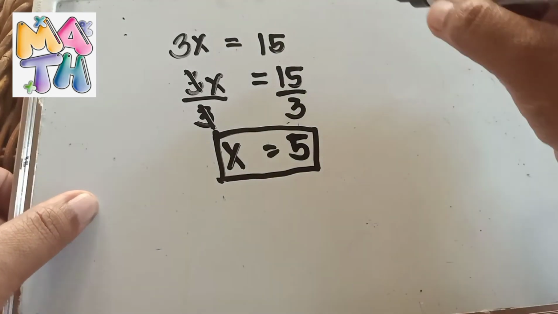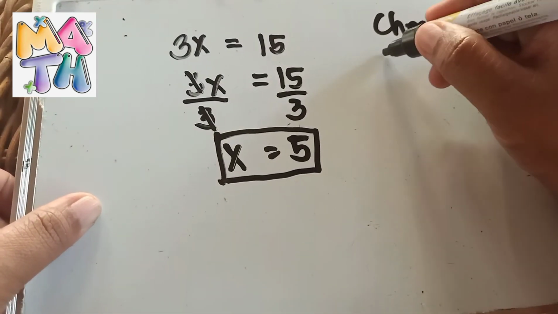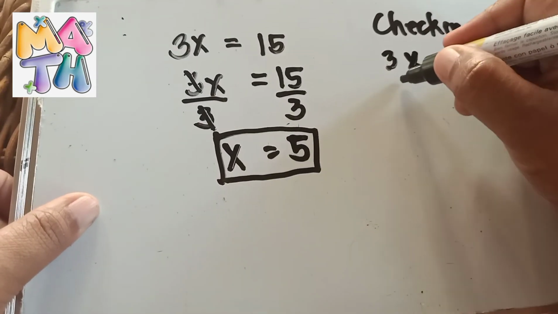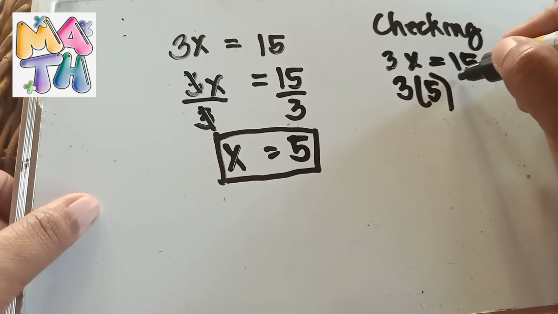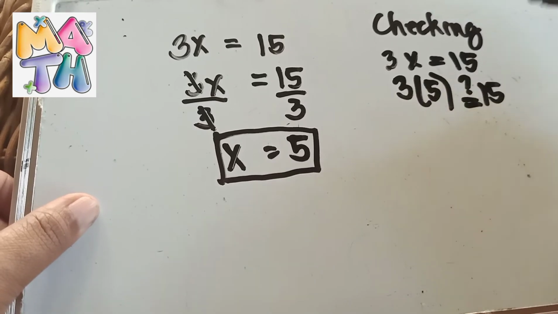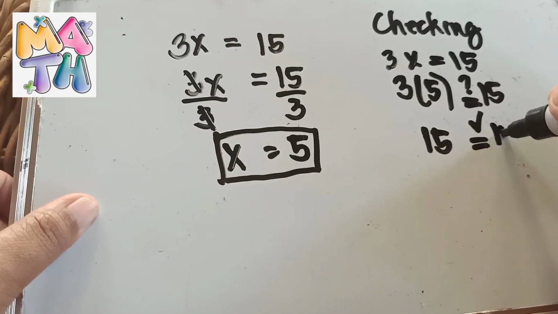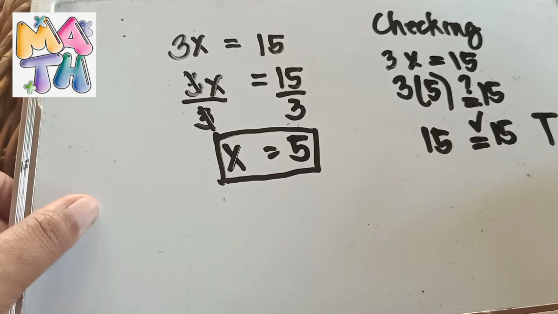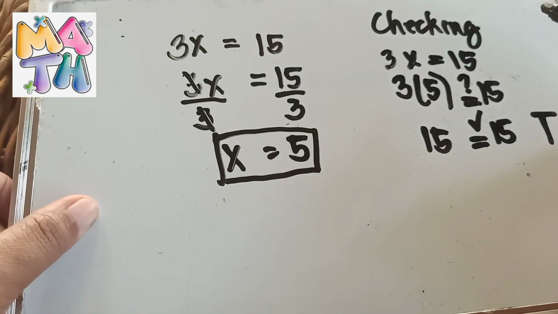If we are going to do the checking, okay, always check. 3 times x, or 3x, is equal to 15, and the value of x is 5. So 3 times 5, is it really equal to 15? 3 times 5 is 15, which is really equal to 15. Since both sides of the equation are equal, we can now say that 5 is the value of x here that would make 3x equals 15 a true statement.